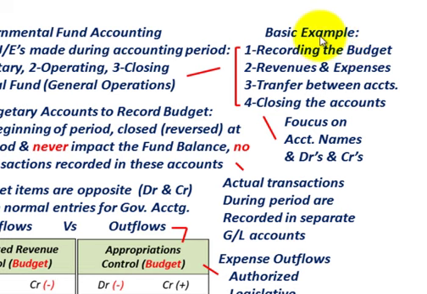Okay, so first let's move over here and look at the basic entries that we'd have to make when we're talking about governmental accounting. First you're going to have to be recording the budget, and secondly you're going to have to be recording your revenues and your expenses. And thirdly, you're going to have possibly some transfers between accounts, transferring funds between accounts, and then you would have the closing of the accounts. What we want to do is focus on the account names that we're going to be looking at here, and any debits and credits, increases and decreases in these funds.